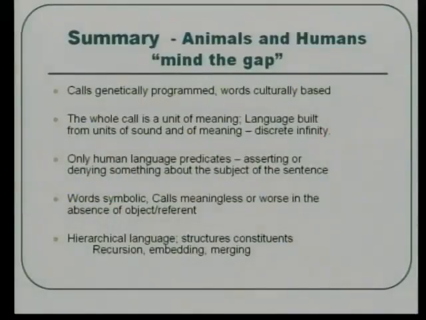Animals, the whole call is a unit of meaning. It can't be broken down and recombined to make something different, whereas human language, the whole thing can be broken down into units of meaning and recombined to make a totally different meaning. Only human language predicates. It's only humans that will say something, will assert or deny something about a certain object.